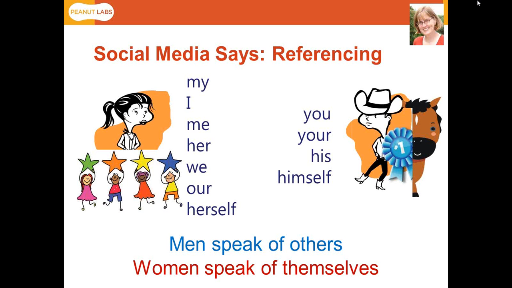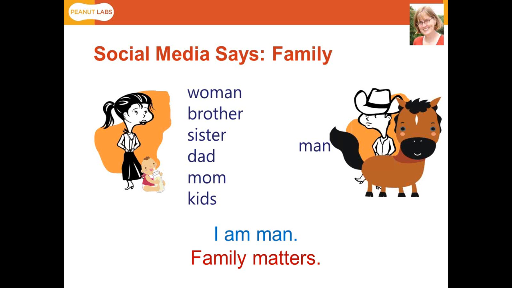Now, when it comes to talking about the family, women again are much more likely to use family words. They're more likely to use words like brother, sister, dad, mom, kids. They inherently talk more about the members of the family. On the other hand, men are more likely to talk about men. So when we read what women say online, it's natural for them to talk more about family members than men do. You can't simply assume that it's the product that is making women talk more about their family members. It's just one of the ways that women talk in social media.